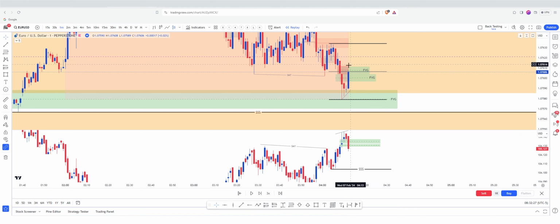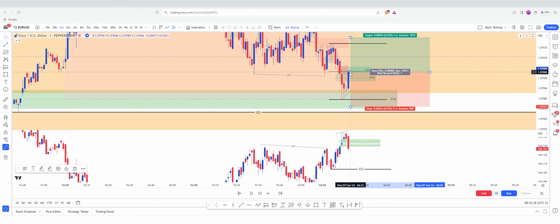Which means I was confident, even though we were engulfing candle here over the first one into the second fair value gap, I was confident enough, based on the fact that the Dixie was closing over both, to take an entry on this first candle.